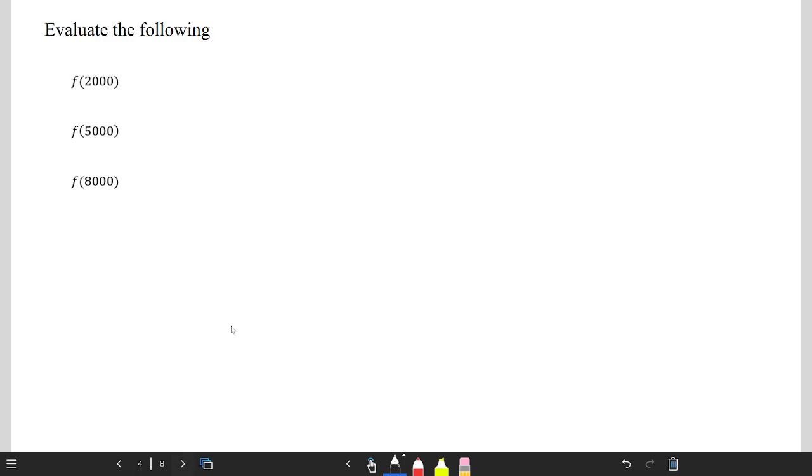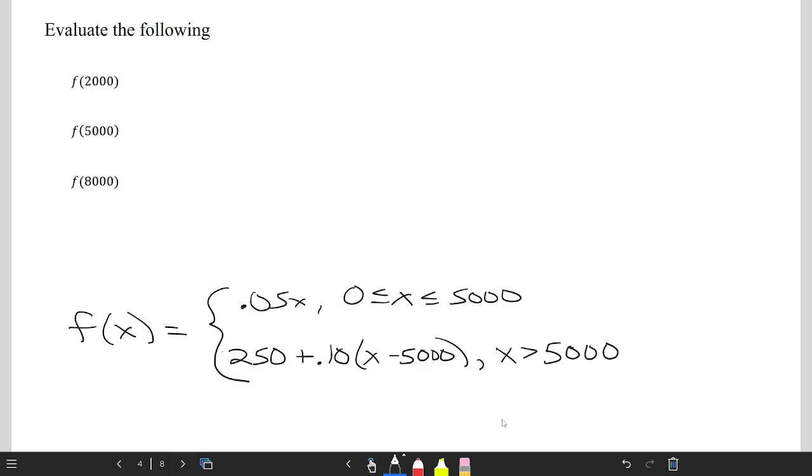We might be asked to evaluate a function value for a piecewise function. So let me copy our function here. All right, so when we are asked to find f of 2000, that means we're finding the function value for an x value of 2000. So in this case, we want to know the cost for 2000 gallons. Now we could find that from just the information in the word problem, right? We'd take 2000 times 0.05 because it's 5 cents per gallon, and that's because 2000 is less than 5000.